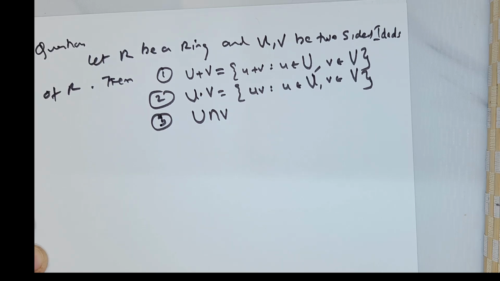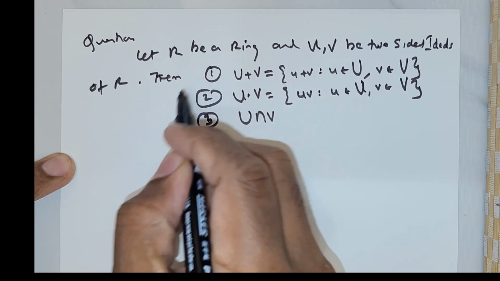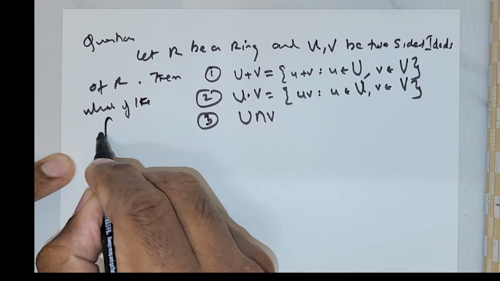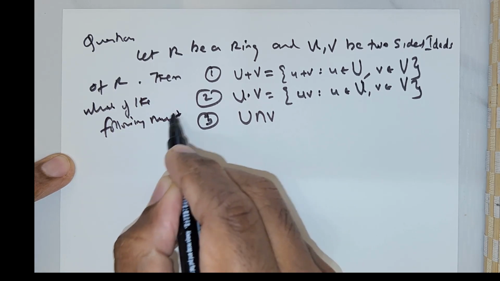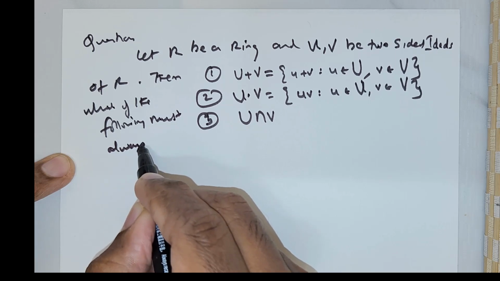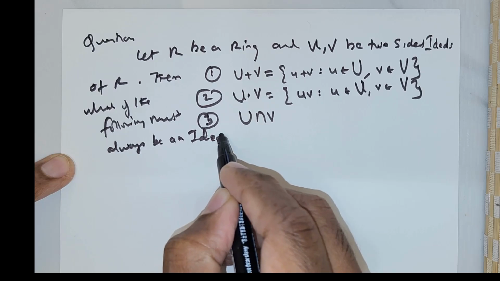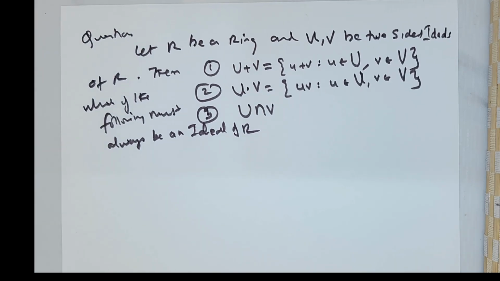So this is given, then this is the continuation. Then which of the following must always be an ideal of R? Okay, so pause the question and work it out. When we return, let's see how the solution is worked.